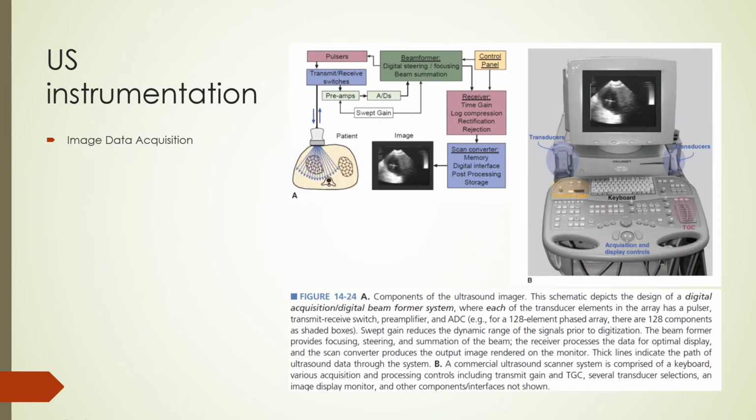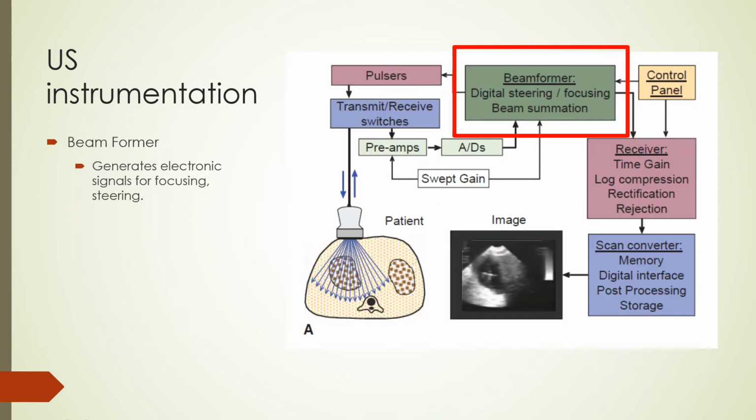Generally, ultrasound images are formed using a pulsed echo mode. The pulsed echo mode requires the use of various instruments listed on this slide. We shall learn about each of these devices on the next few slides. The first instrument we shall learn about is the beamformer. The beamformer generates timing signals in a pre-programmed pattern to focus the beam and to steer the beam in a phased array transducer.